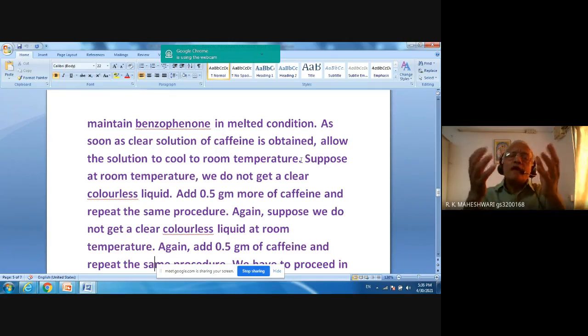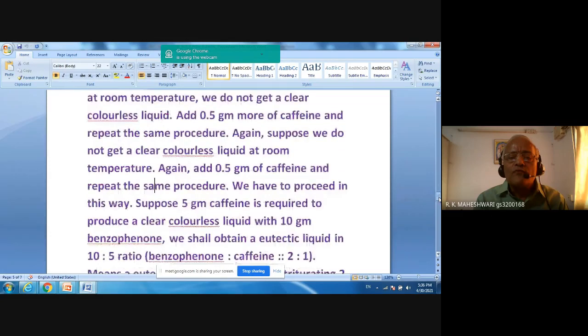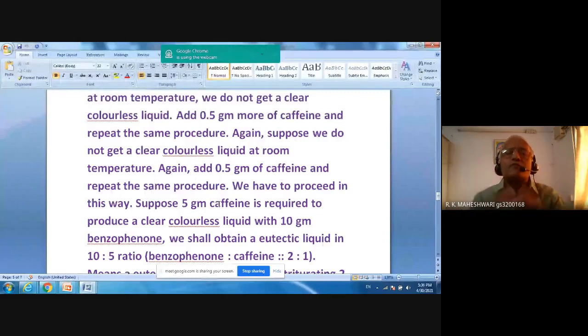Suppose 5 gram of caffeine with 10 gram of benzophenone gives a clear solution at the time of dissolution, and then after lowering the temperature up to room temperature it is still liquid. This means in this ratio you can select to make the eutectic liquid of these two compounds. So suppose we are getting a eutectic, what will be the ratio?